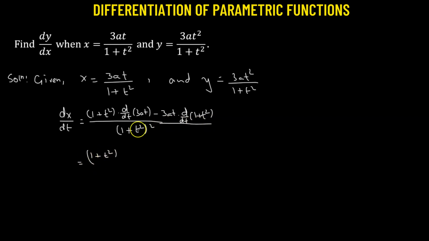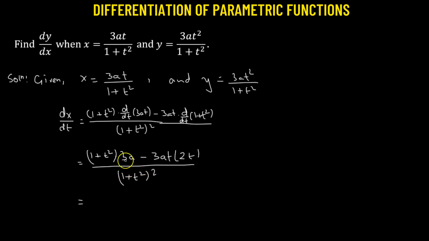So we have to take the derivative of 3at. 3a is a constant, so we can pull it out of the derivative, and the derivative of t with respect to t is 1. Minus 3at, and now we have the derivative with respect to t of 1 plus t squared. The derivative of 1 being a constant is 0, and the derivative of t squared will be 2t, whole divided by 1 plus t squared whole squared.